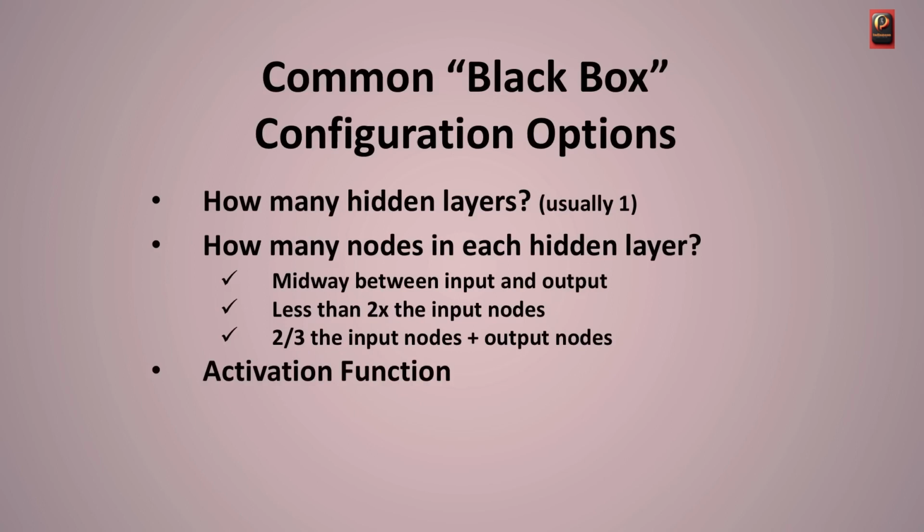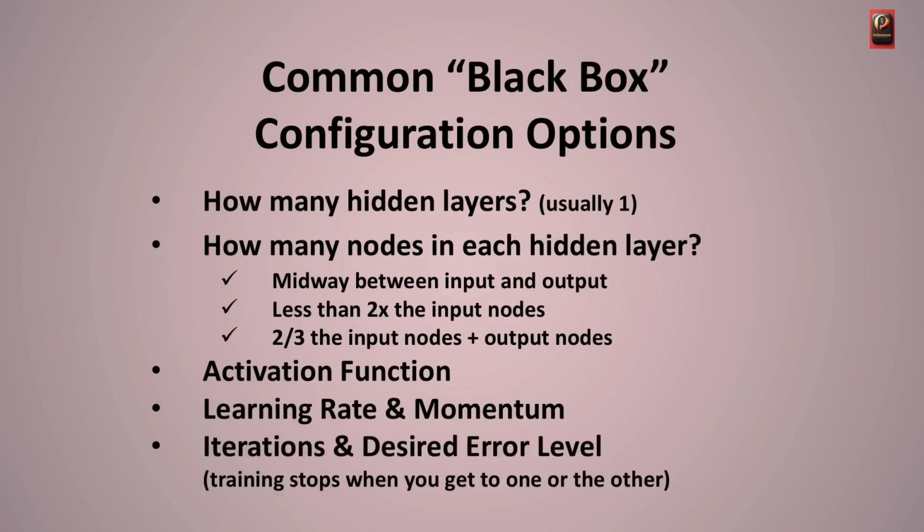An activation function is very important, but I'm not going to go into it right now. Also, learning rate and momentum are important, but I'm not going to go into those right now. Lastly, the iterations and the desired error level. Iterations is how many times it goes over all the data in your data set. The desired error level is how accurate you want this thing to be. Depending on what you're going for, training stops when you get to one or the other, either you've gone through, say, 20,000 iterations, or your error level is 0.0001 and it's pretty accurate. Whatever you set, the training is going to go until you get to one or the other of those.